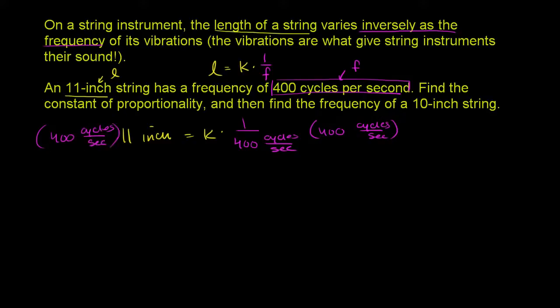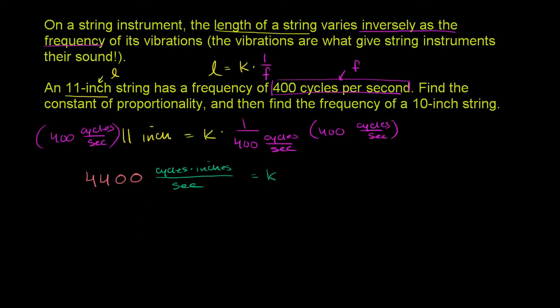And the left-hand side becomes 400 times 11. Well, 4 times 11 is 44, so 400 times 11 is 4400. And just out of interest, our units are cycles times inches per second. So it's cycles times inches in the numerator of our units, divided by seconds. And that is equal to our constant of proportionality.